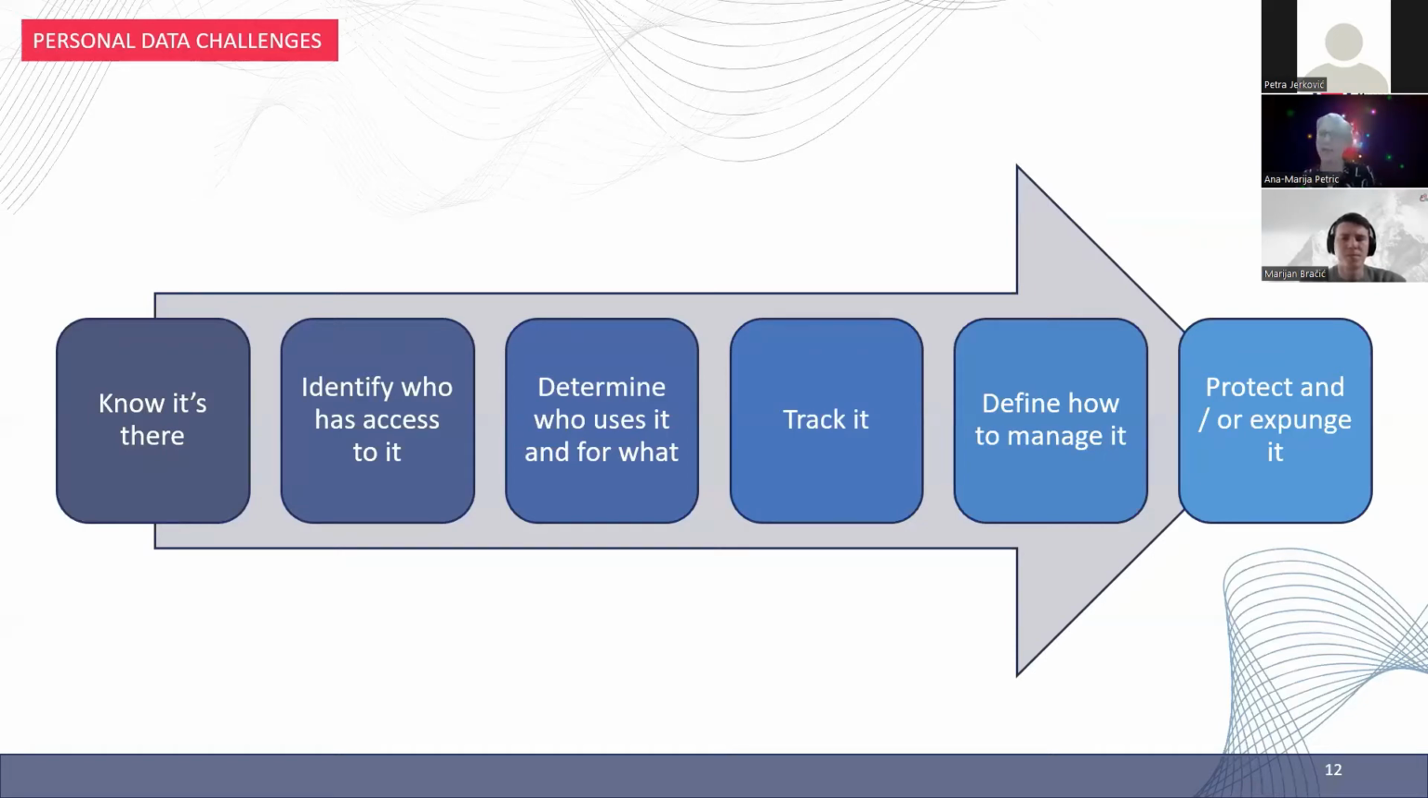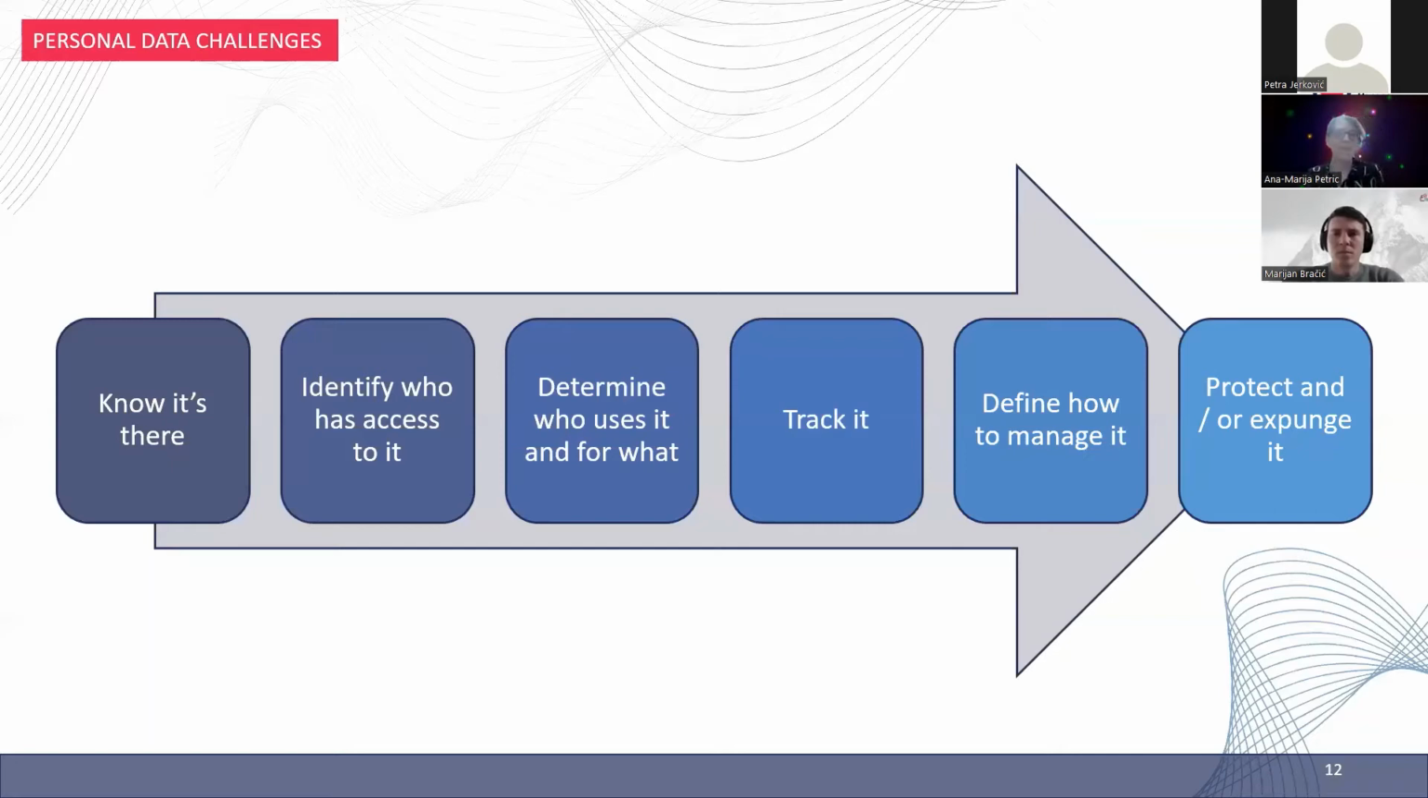Then you need to track it. So the data is not stationary. The data moves across your systems, right? Sometimes you duplicate it, sometimes you accidentally delete it, but the data is not a stationary thing. It changes through time. And you need to be able to track these changes across your systems, across your different business processes, both to protect it and also to facilitate the usage of data for some kind of business opportunity. Then you need to define how you manage it. So you have to manage your data in some way, whether from a privacy perspective or from a business opportunity perspective.